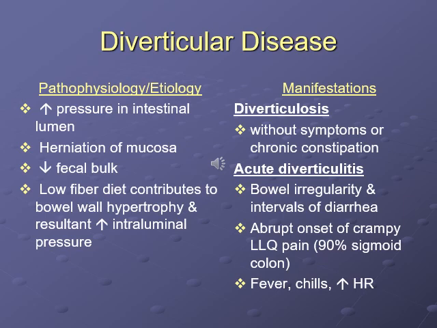So a low fiber diet typically is one of the causes, because if we have a low fiber diet, things aren't moving through as quickly. There's more bowel wall hypertrophy, and there's just more pressure that can develop. So diverticulosis would be what we consider the chronic disease without symptoms. They may have chronic constipation.